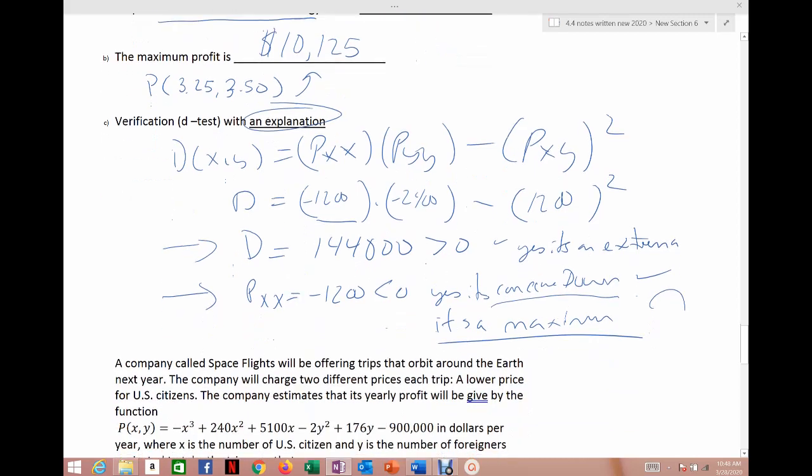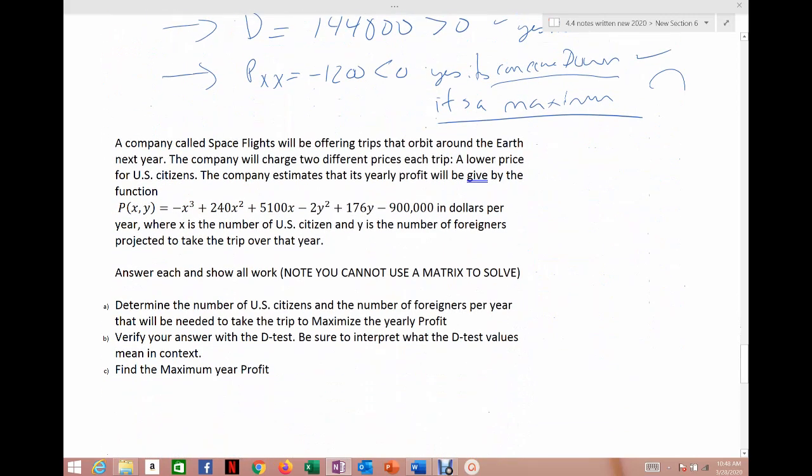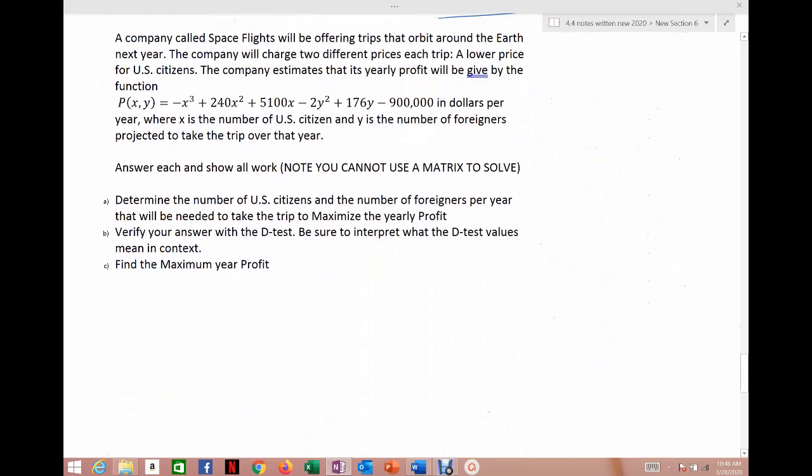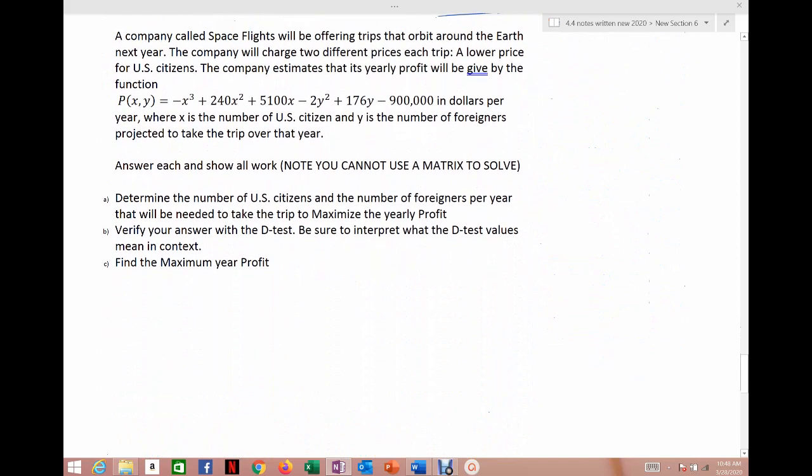The last example is a case where you can't use the matrix. In this example, we're going to find that you cannot use a matrix to solve, and so either the substitution method will be used, or it'll be the case where I only have x values in one and y values in the other.